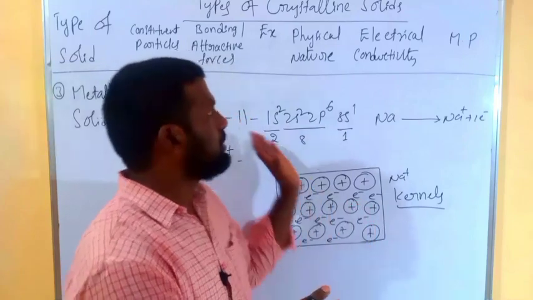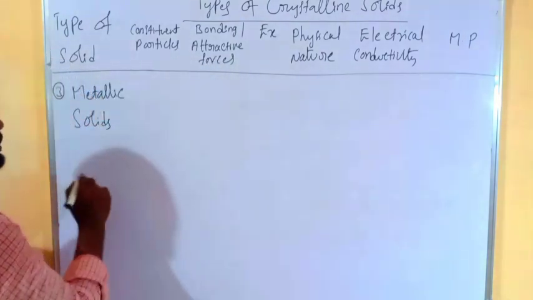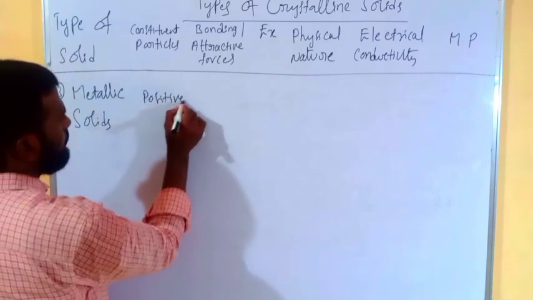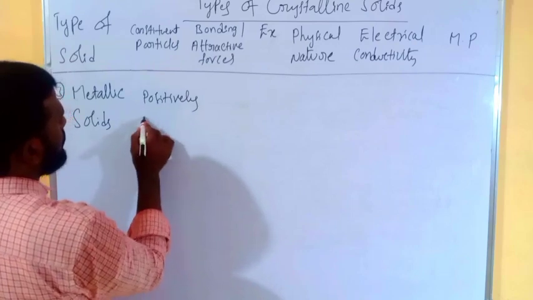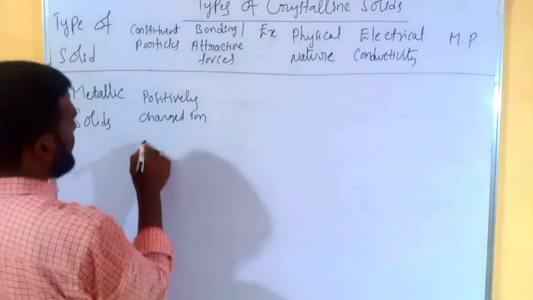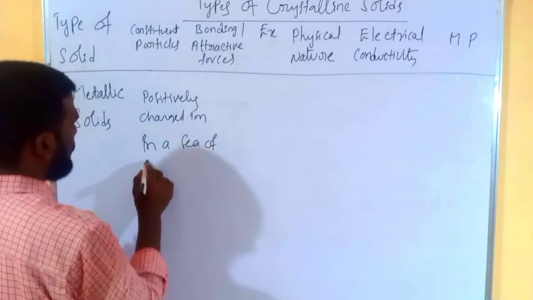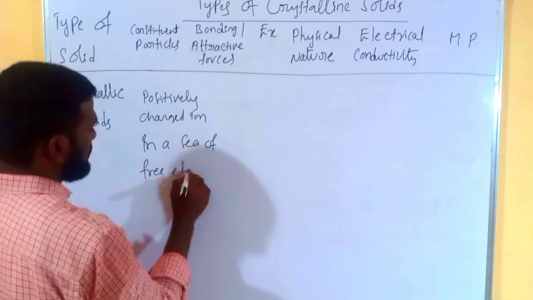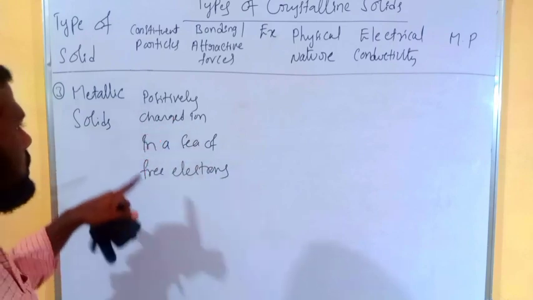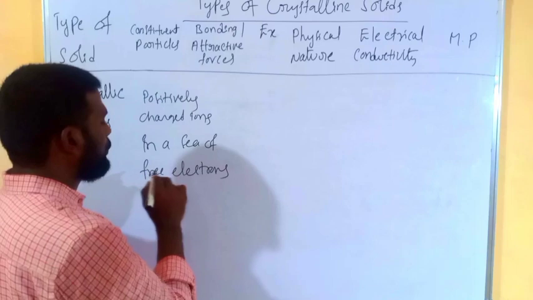Now let's discuss the remaining properties. Here the constituent particles in metallic solids are positively charged ions in a sea of free electrons.